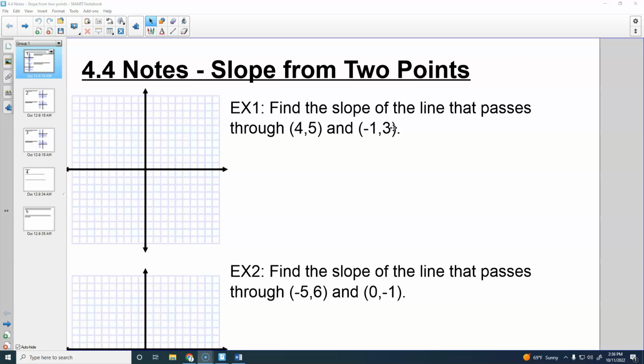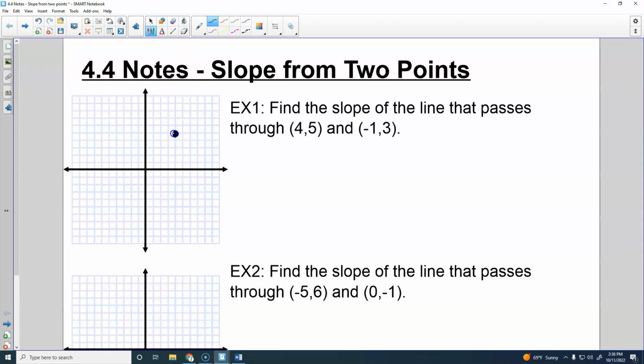So I put graphs here so we could graph those. The point (4, 5), let's put a dot right here, and (-1, 3). So we've got those 2 points. Make sure your points are graphed correctly. And then we are going to pick one of these points. It does not matter whether you pick the top one or the bottom one. I'm going to pick the bottom one.